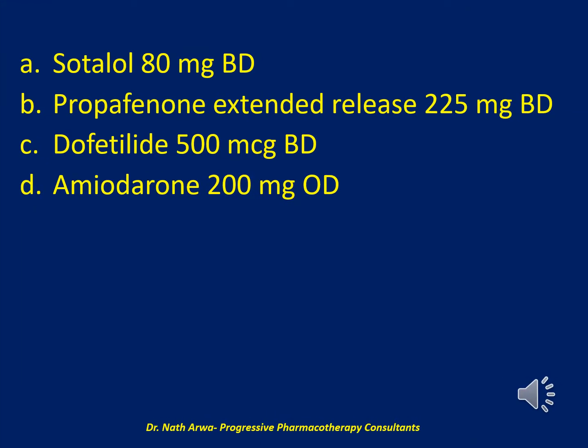Would it be A. sotalol 80 mg orally twice daily, or B. propafenone extended release 225 mg orally twice daily, or C. dofetilide 500 mcg orally twice daily, or would it be D. amiodarone 200 mg orally once daily? I will give you 10 seconds to choose the correct answer to this question from the listed options.